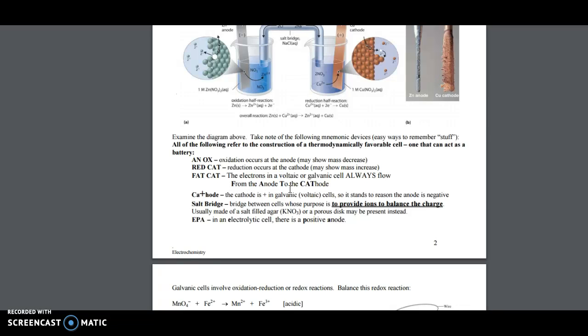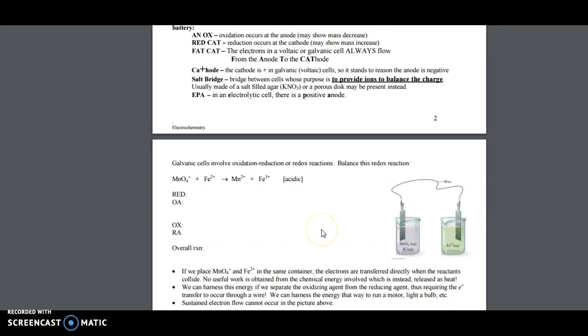Below here you have some shortcuts for remembering some of these things. So oxidation at the anode, reduction at the cathode. It always moves from the anode to the cathode. The cathode is positive, so on and so forth. So those are just some things that we can remember.